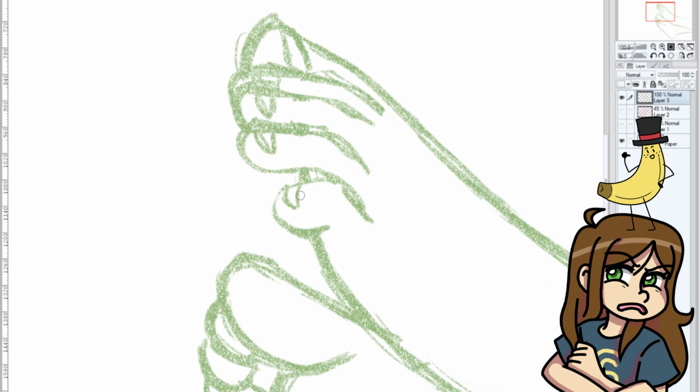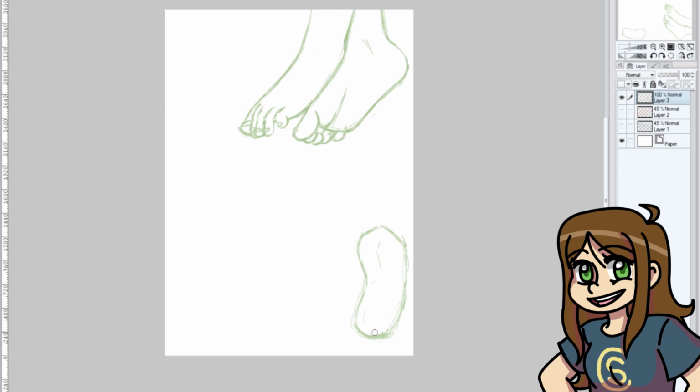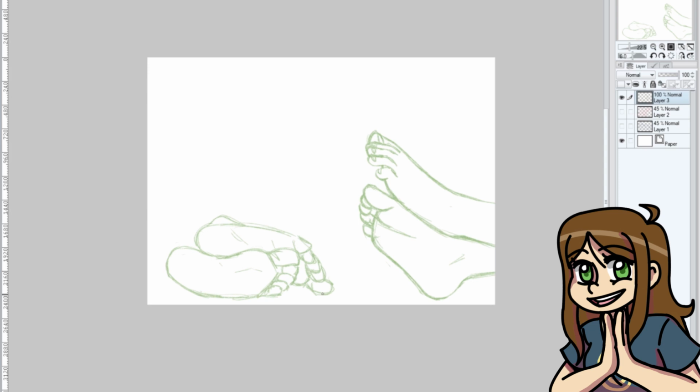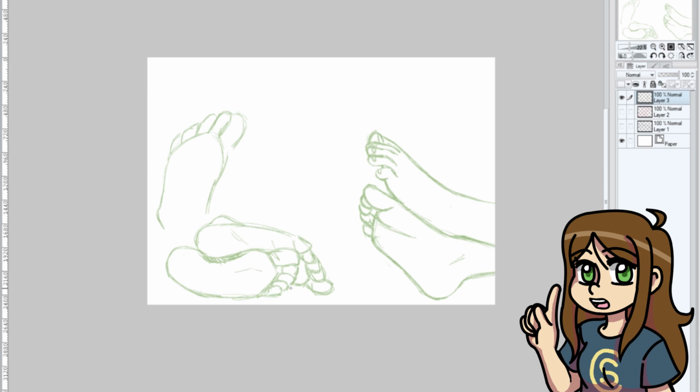Sorry about that. So, this ended up being a good opportunity for me to practice. I've seen people do 100 hands challenges and stuff like that, so I figured I would do something similar for this one. I ended up going with 50 feet. It's a decent amount without wanting to kill myself after. Let's just Google some reference and get started.